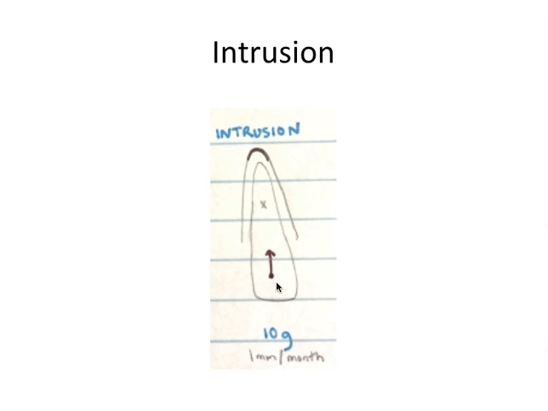Intrusion is pretty simple. That's just pushing down, because it's loading such a small area of the PDL. We only want 10 grams of pressure, otherwise we're not going to get intrusion. We're going to get other types of movement. We'll activate other parts of the PDL, so I have to keep it super, super light. And it's about 1 millimeter per month, as an average of how much intrusion you could get.